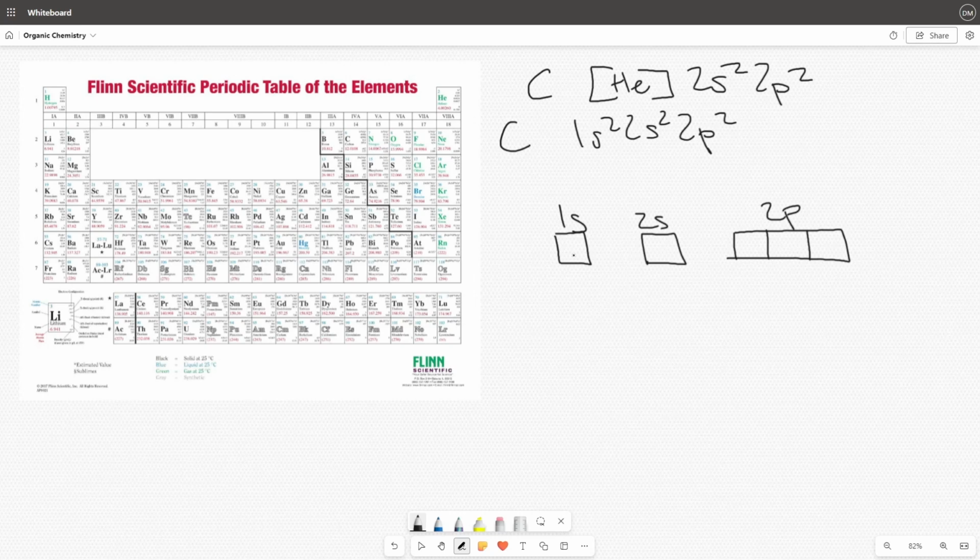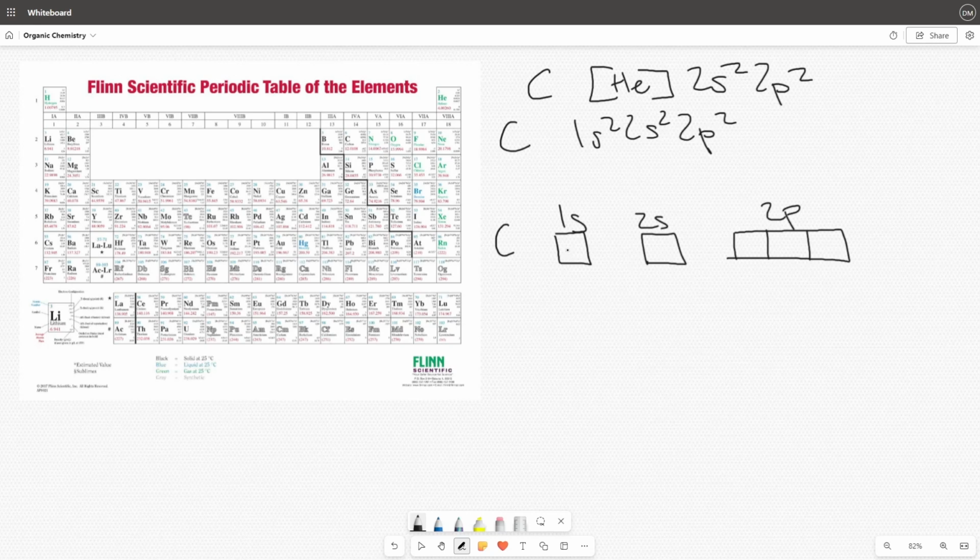Since the s block can hold at most 2 electrons, I'm going to draw 1 square because 1 is half of s. Same thing with 2s, and for p, since the max it can hold is 6, I'm going to draw 3 squares. Now for carbon, to draw the Aufbau diagram, you're going to start by regularly filling up the squares.